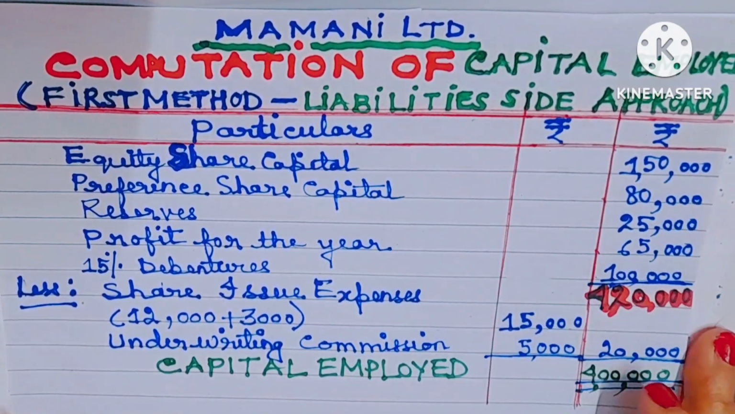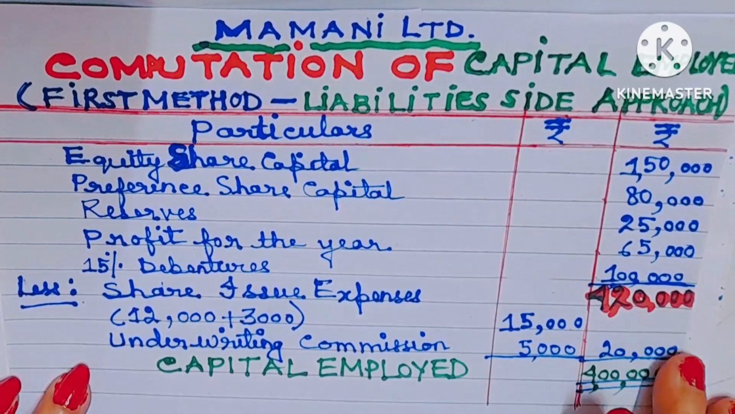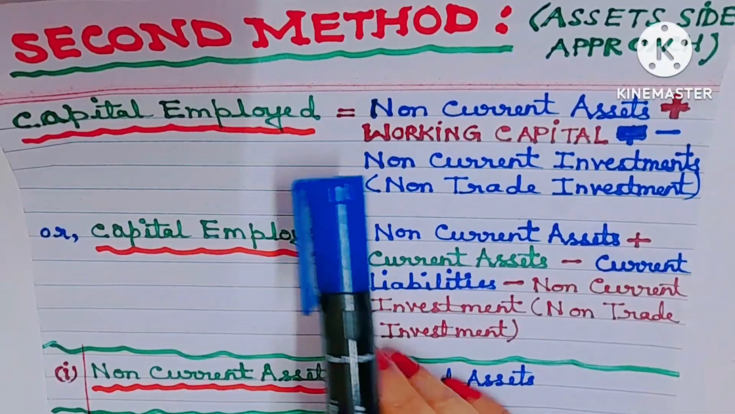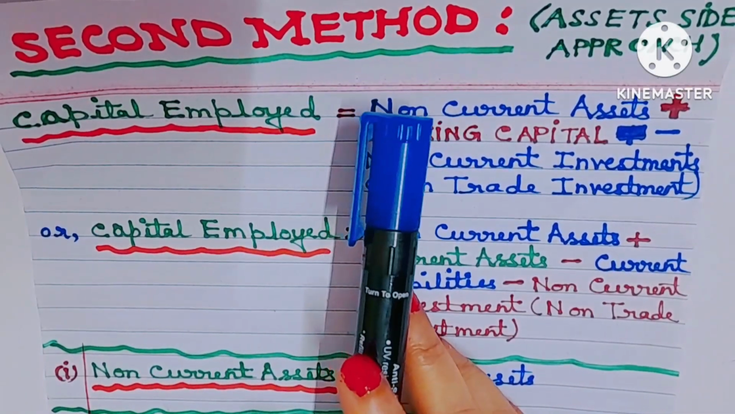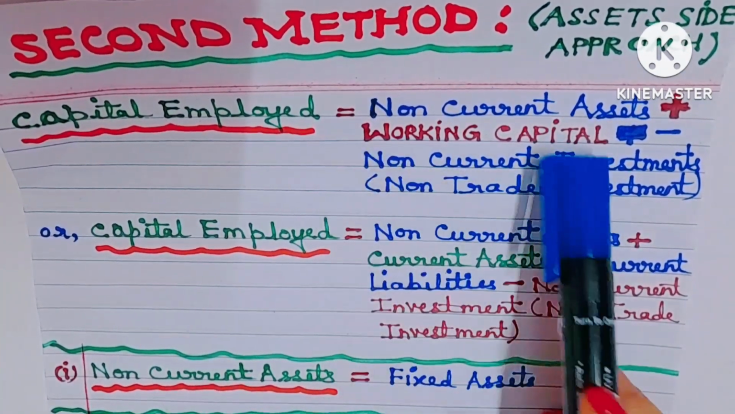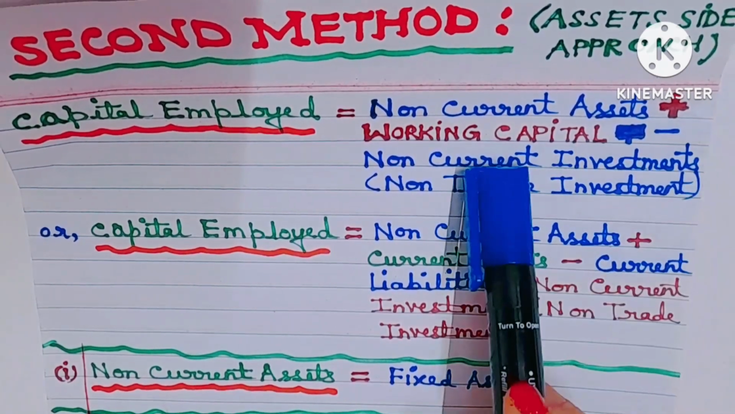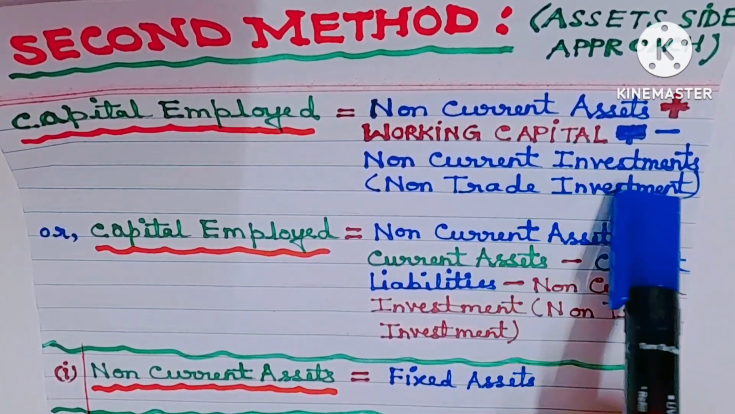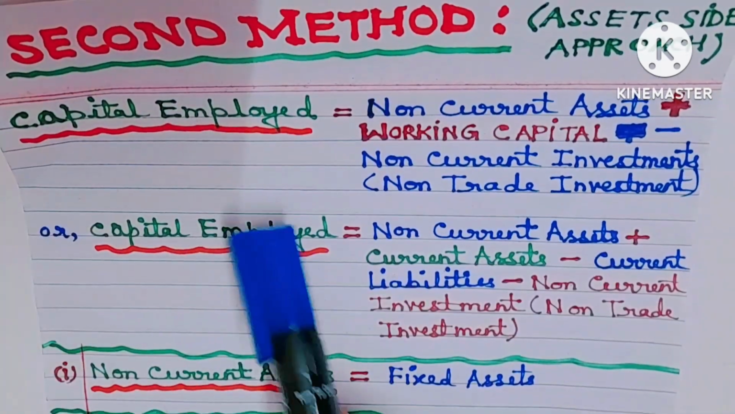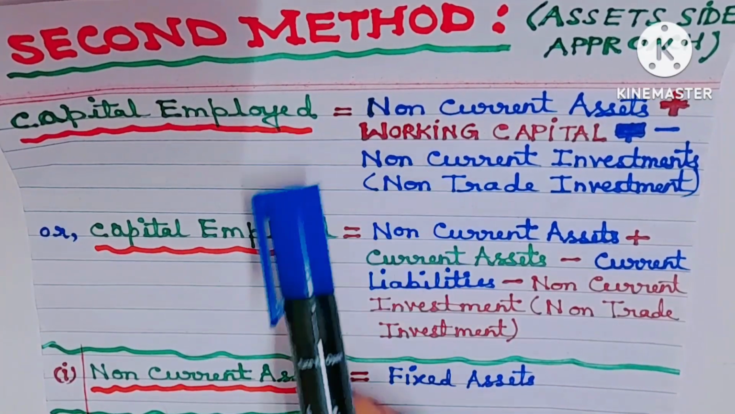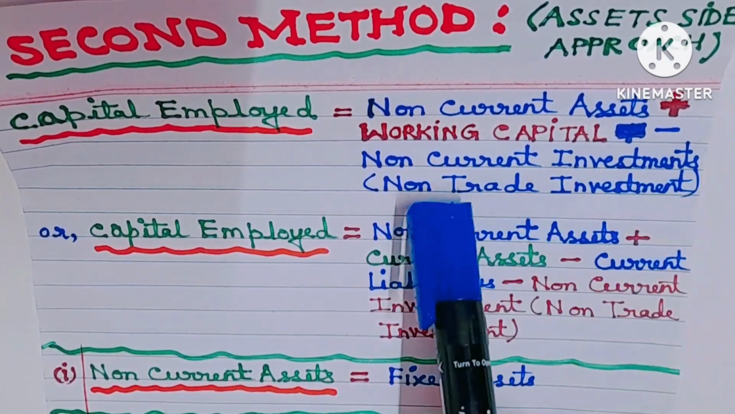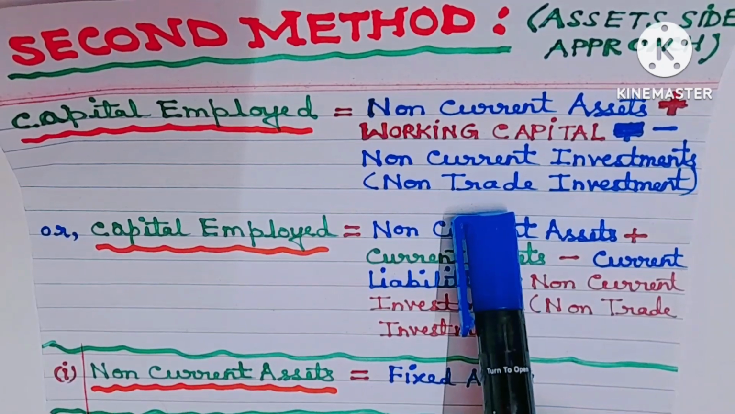Okay. Now, let's see how to compute capital employed by the second method, that is asset side approach. Capital employed is equal to non-current assets plus working capital minus non-current investments or non-trade investments. This is the formula.